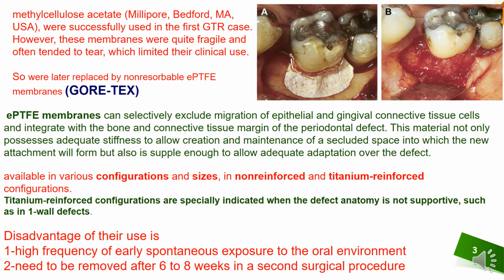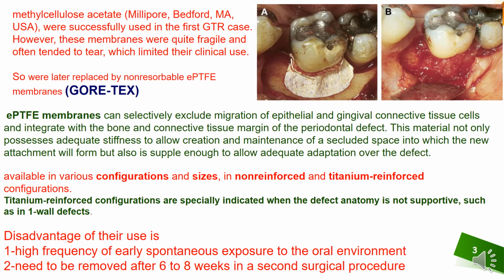We have different types of membrane. The methylcellulose acetate membranes, like Millipore, Bedford, MA, USA, were successfully used in the first guided tissue regeneration cases. However, because they were fragile and sheared easily, they were replaced with Gore-Tex. Gore-Tex, or polytetrafluoroethylene membrane, can selectively exclude the migration of epithelial and gingival connective tissue cells and integrate with bone and the connective tissue margin of the periodontal defect.